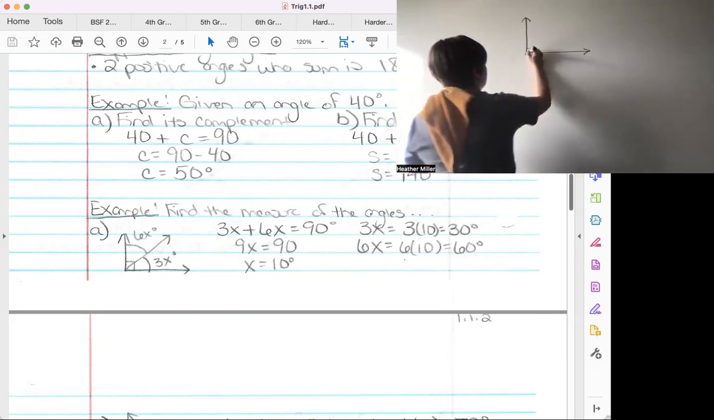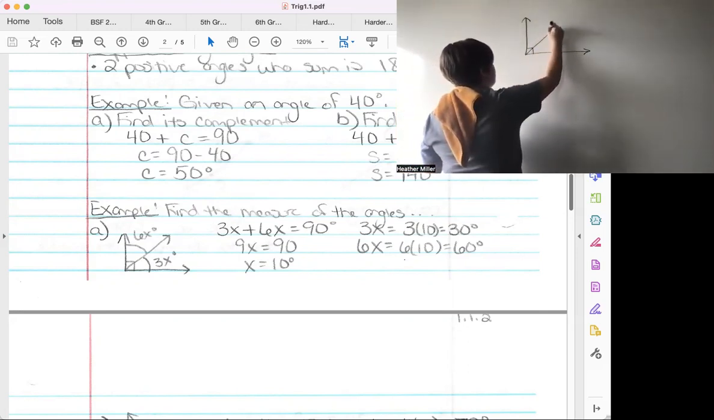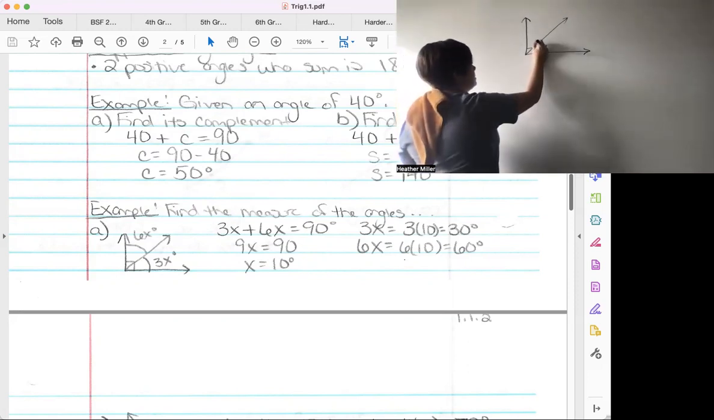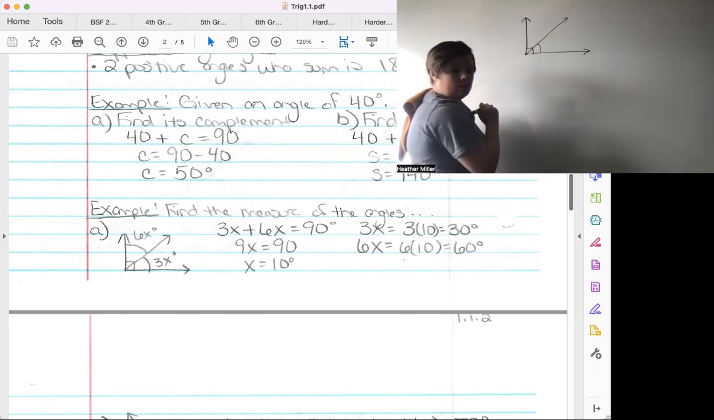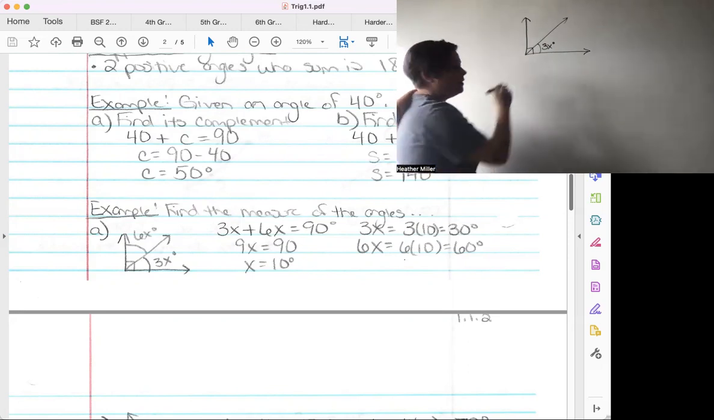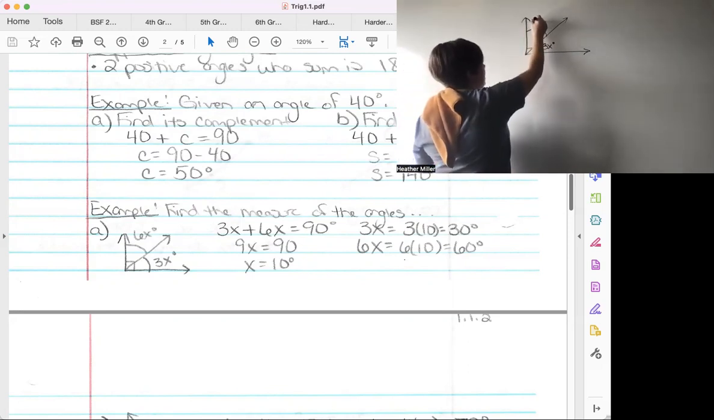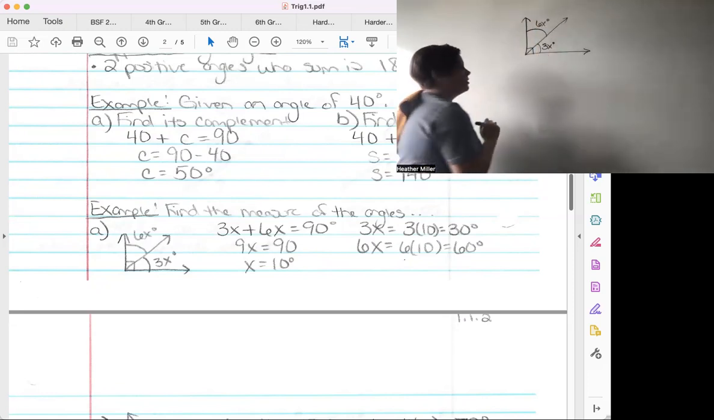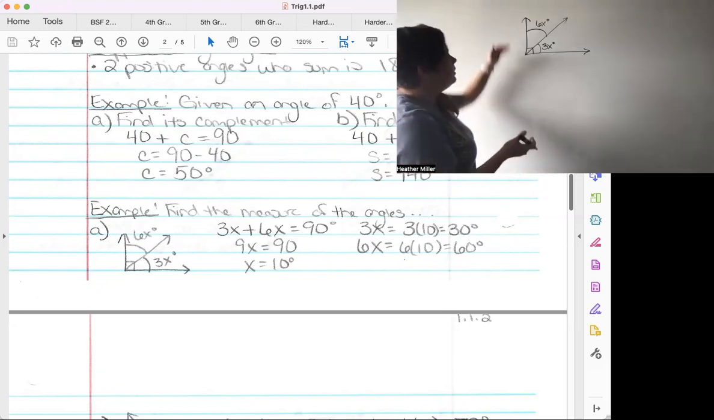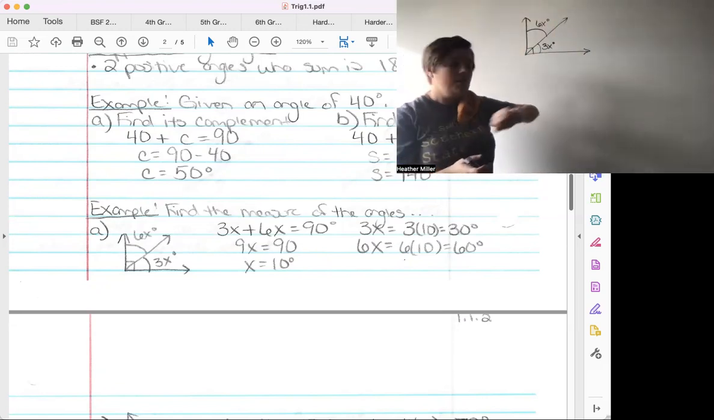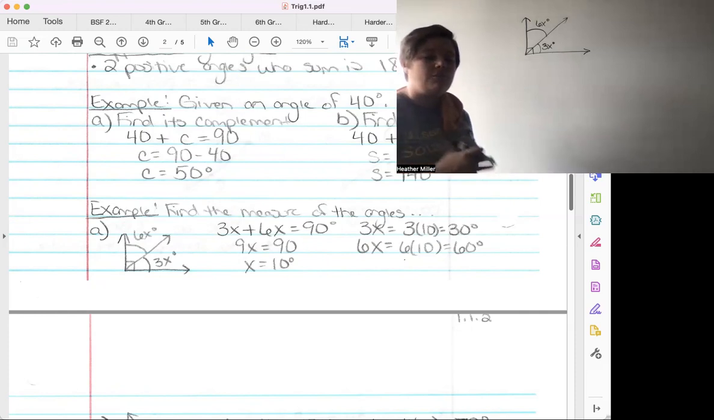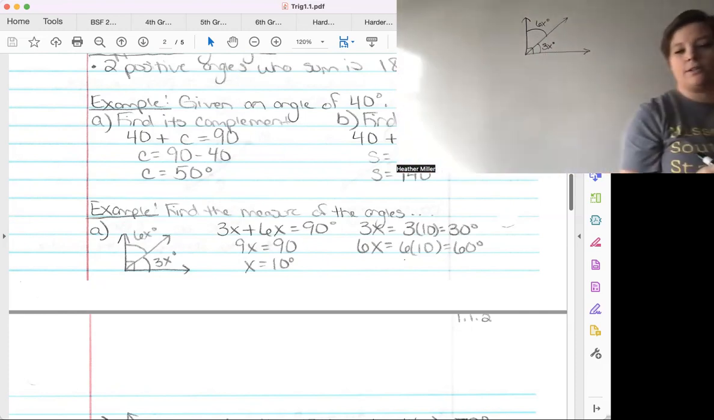But then what we have is we have this other angle that shoots up in the middle like this. And what they tell us is that this space right here has a measure of 3x degrees. Whereas this angle up here has a measure of 6x degrees. But the problem is I don't actually know what either of those angles measure. I know that the big angle measures 90, but I don't know what this little angle measures or what this bigger angle measures. And so we have to figure that out. Well, how do we do it?